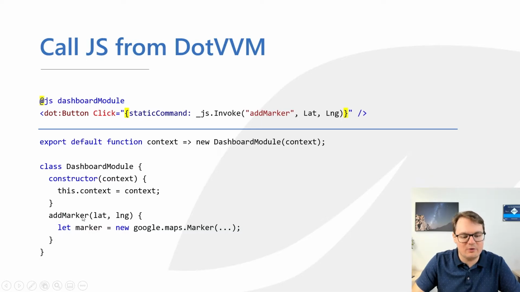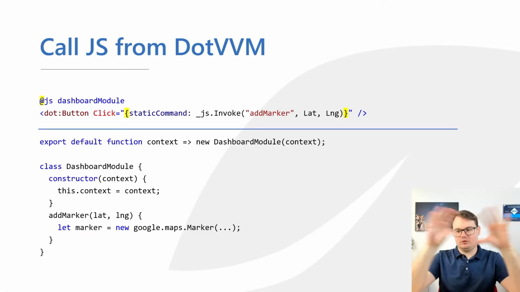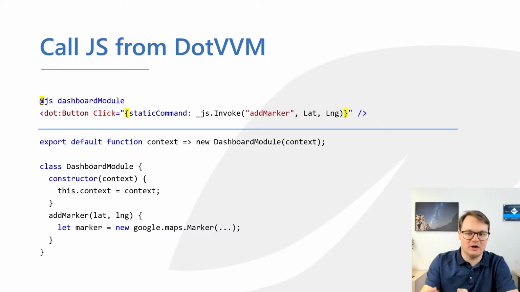So here's my add marker function, which gets two parameters, latitude, longitude, the same as here, and you can do anything with these values. So I'm initializing a marker on Google Maps, for example. So that's the way from .vvm to JavaScript. You have some .vvm UI control and you want to call JavaScript. So this is how you can do it.